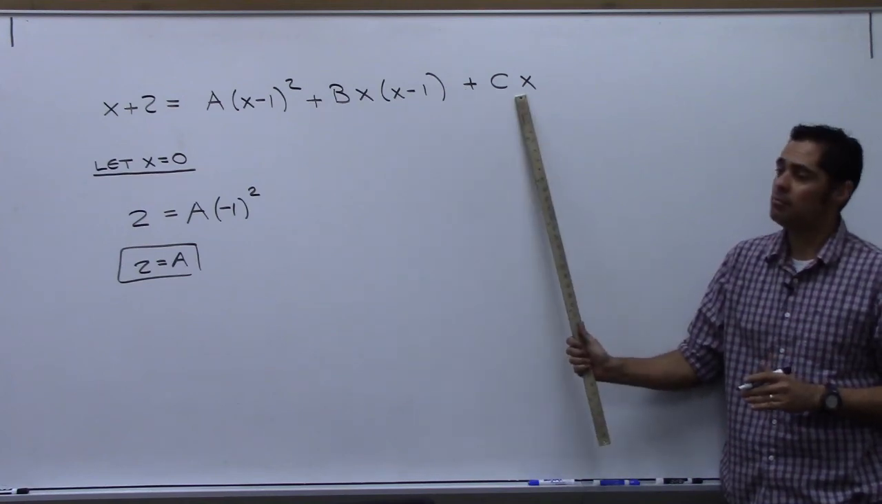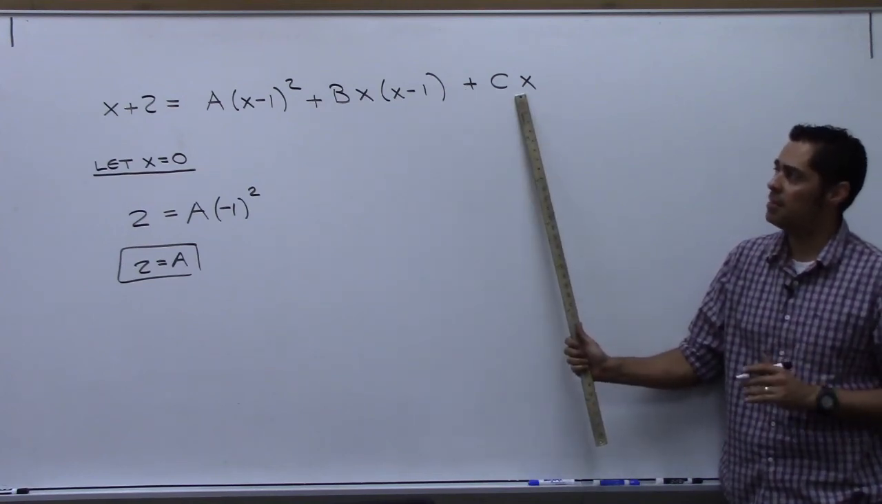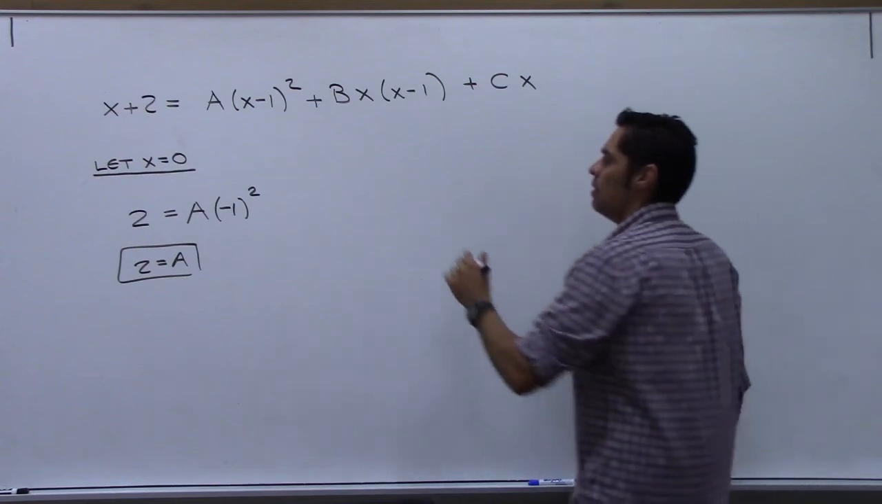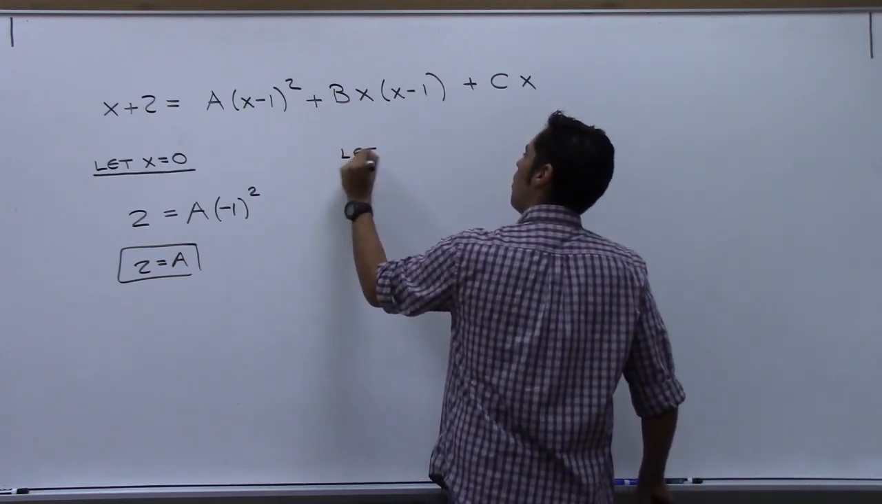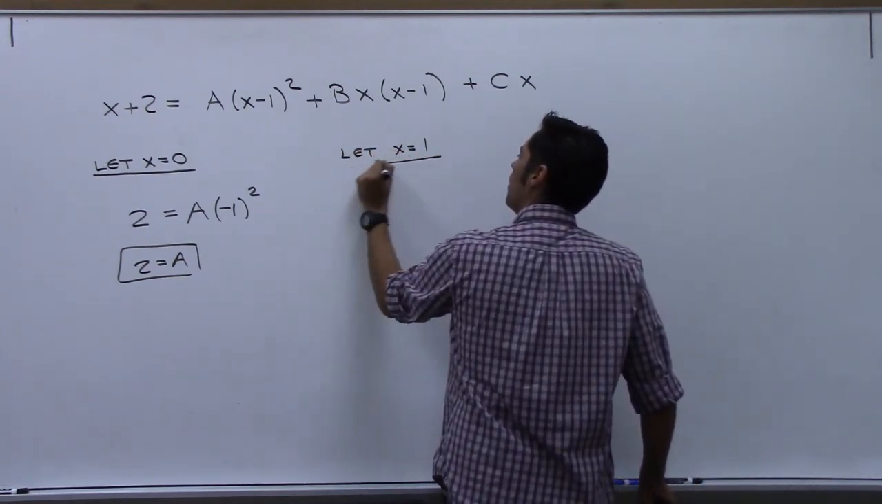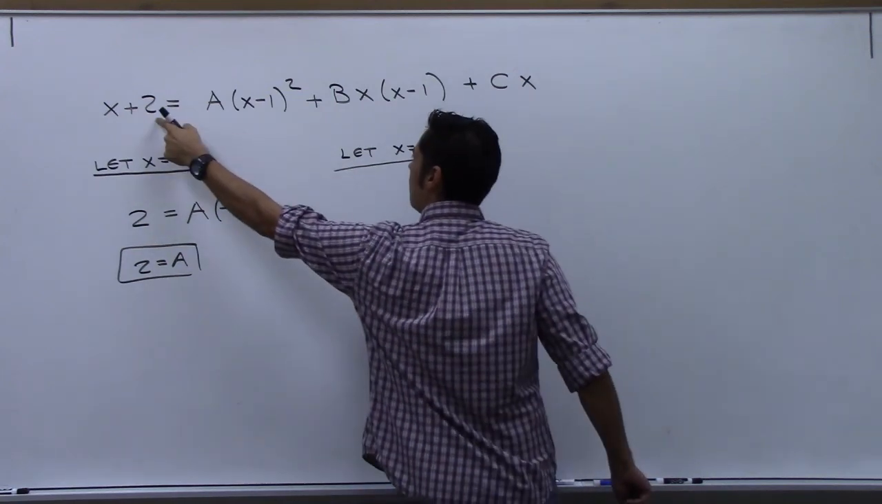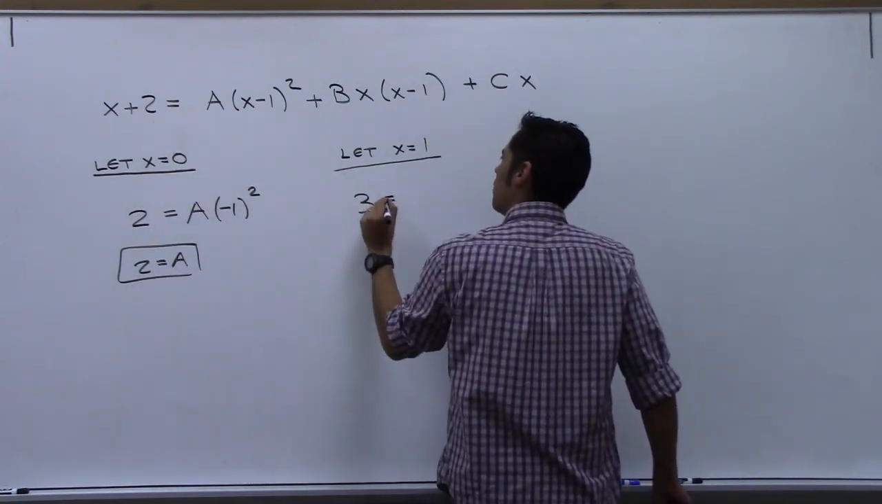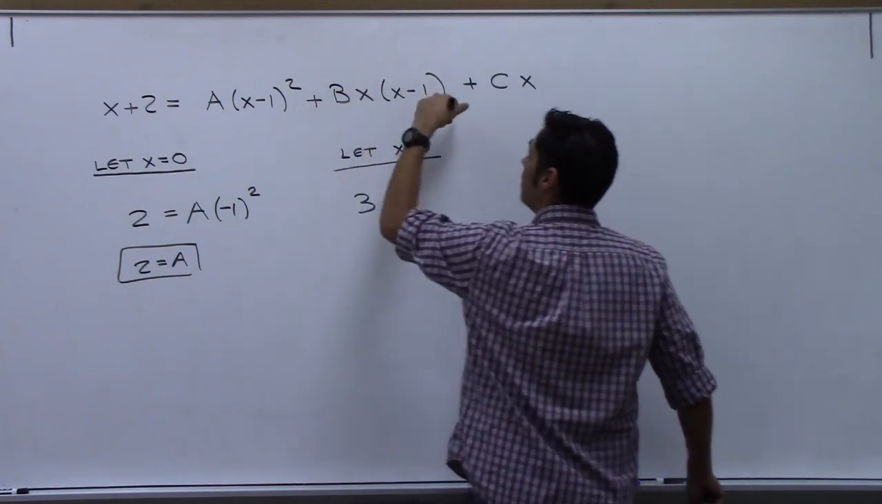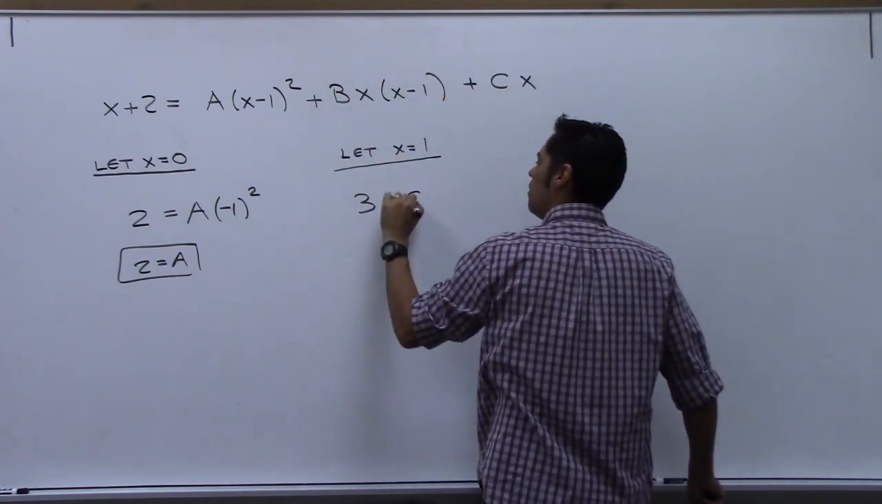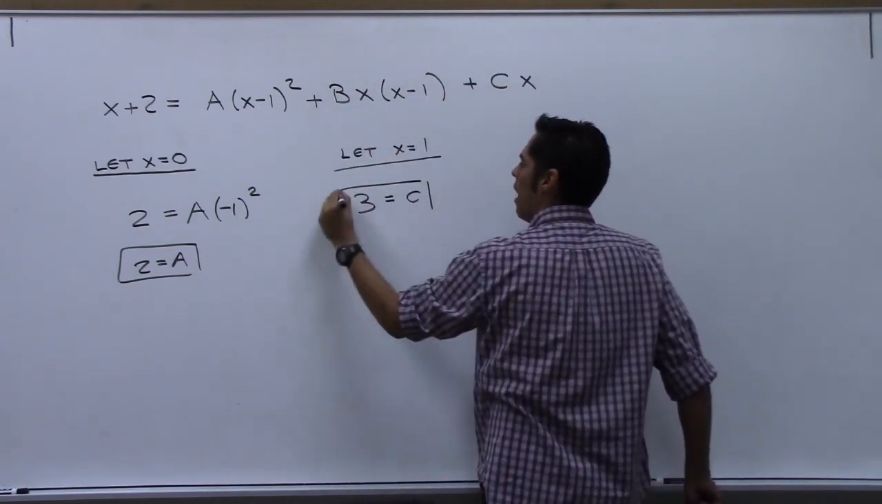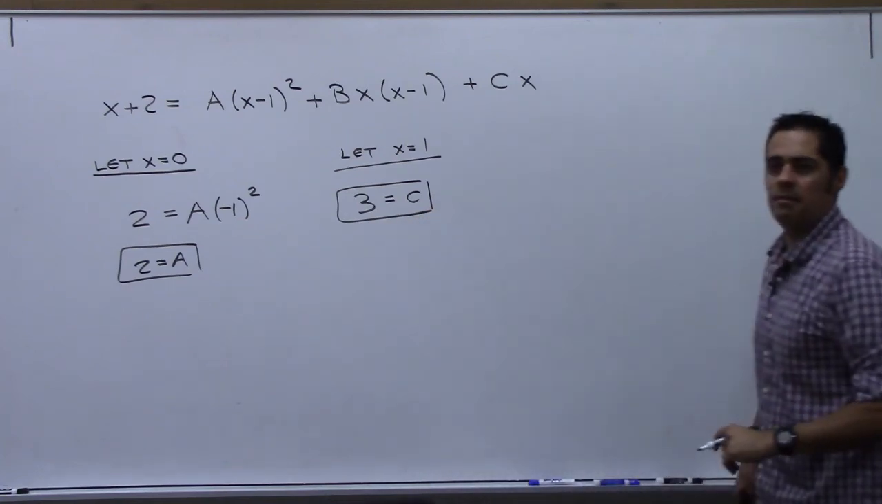Can you get c? Yes. At least get c. Let's do that much work. Let x be 1, and it turns into 3 equals c times 1, so c is 3. I've got 2 of the 3 variables I need, right?